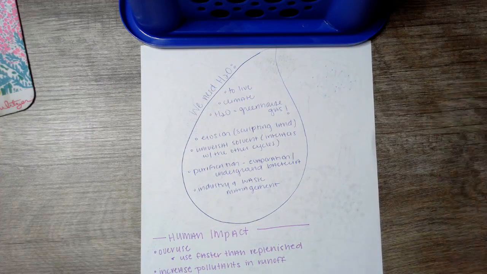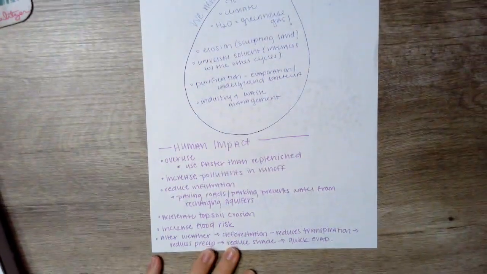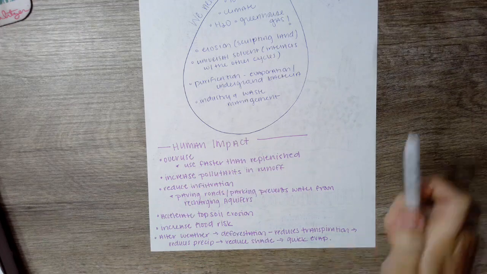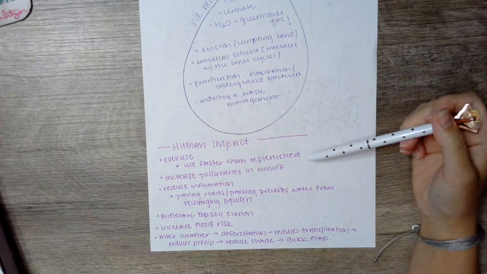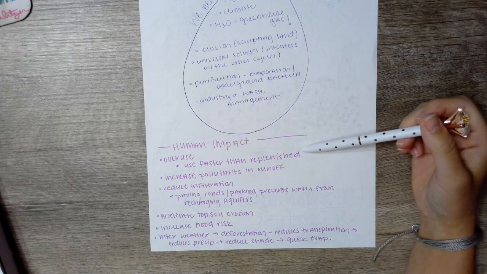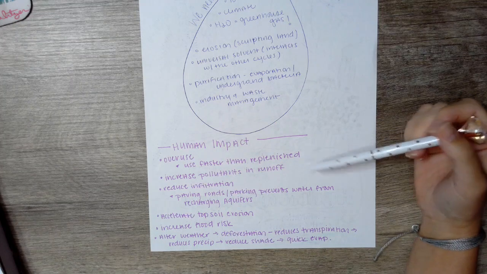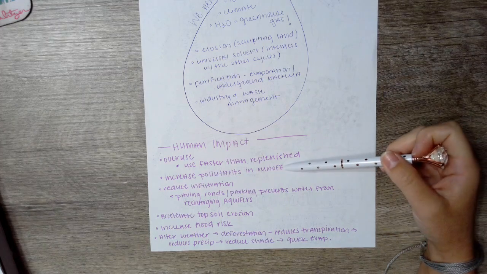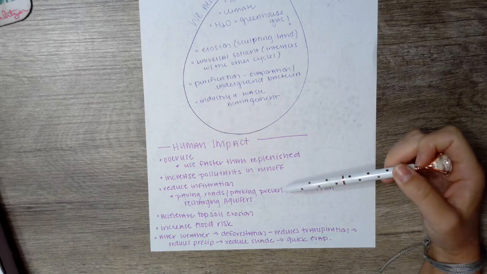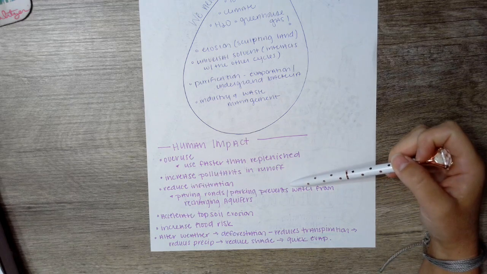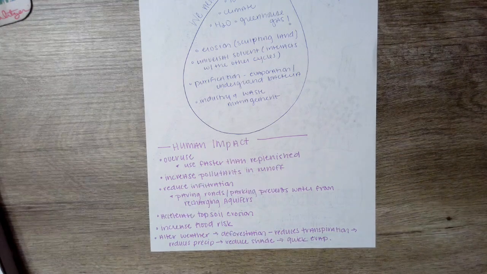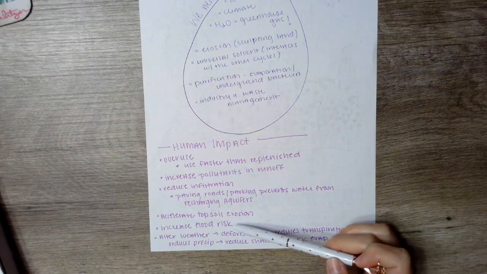Although we rely on water so much, we have really impacted this water cycle in different ways. For one, we're using water a whole lot faster than it's being replenished. We are also doing a lot of things that have increased pollutants and runoff, and this causes issues not just for the water cycle, but all of life in general. We have reduced infiltration by paving roads and parking lots. This is going to prevent water from recharging the aquifers, the groundwater. This increases our flood risk.